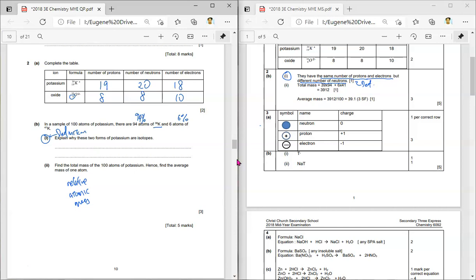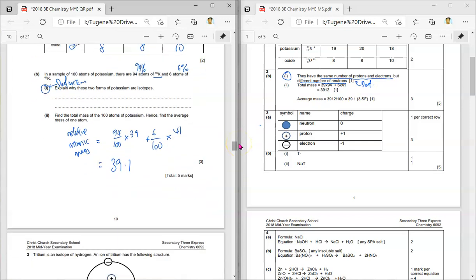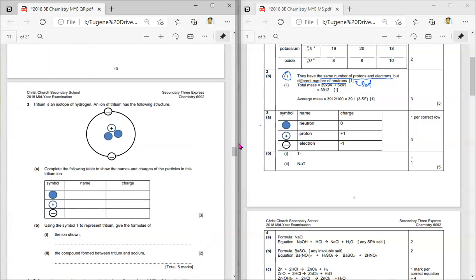So therefore, this is one way of doing it. The other way is, you take 94 over 100, because this is a percentage, multiplied by 39, plus 6 over 100, multiplied by 41. And if you do this, you'll still get the same answer of 39.1. Just take note, these two answers are exactly the same. It's just that I include the 100 into here. This one, they add up the total mass, then divide by 100. So both are fine. Both are the same. Now let's go on to question 3.